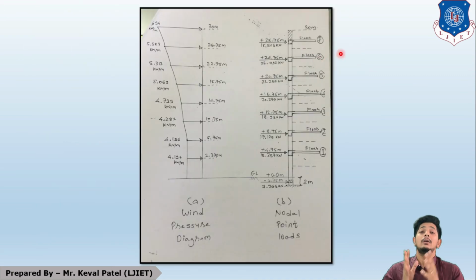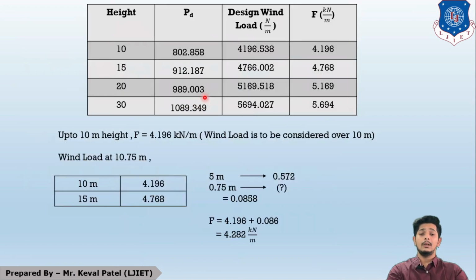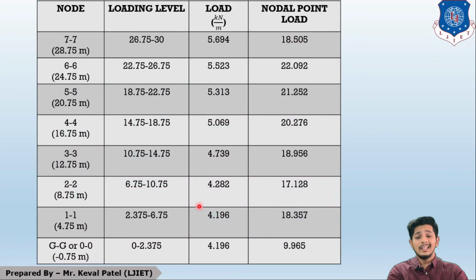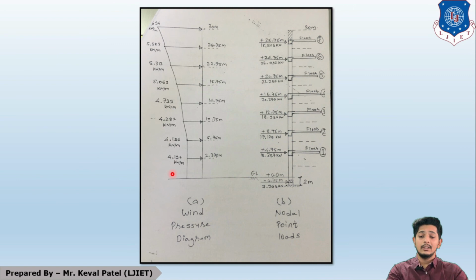The last step for this problem is this diagram. This diagram is divided in two parts: wind pressure diagram A and nodal point load diagram B. According to column number 3, this is the wind pressure in kilonewton per meter. So we will put the values in this diagram. 4.196, it will be increasing like that according to its value, according to its story.